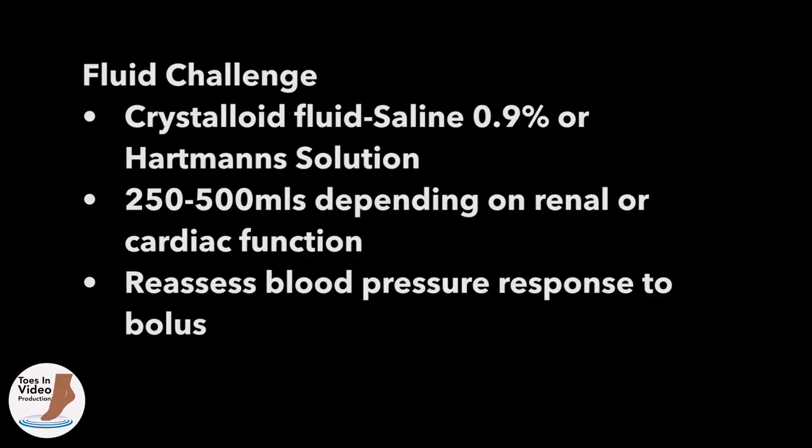If the patient has vascular access and is hypotensive, consider the need for a fluid challenge using a crystalloid fluid such as saline or Hartmann's, giving due consideration to actual or potential cardiovascular and renal dysfunction. Give a fluid bolus of 250 or 500 millilitres before reassessing the blood pressure. Try to identify the underlying cause of the hypovolemia and escalate care appropriately.